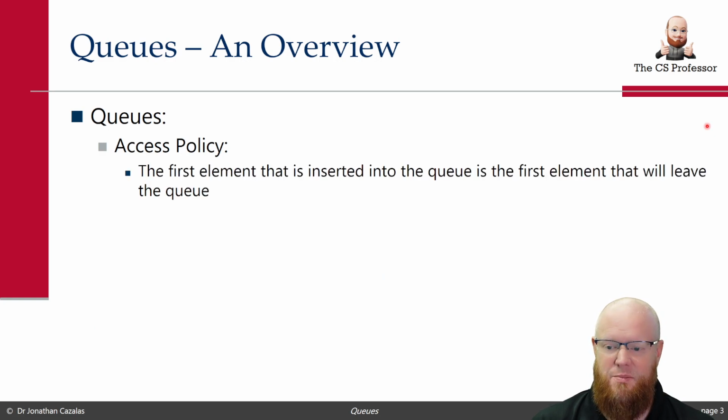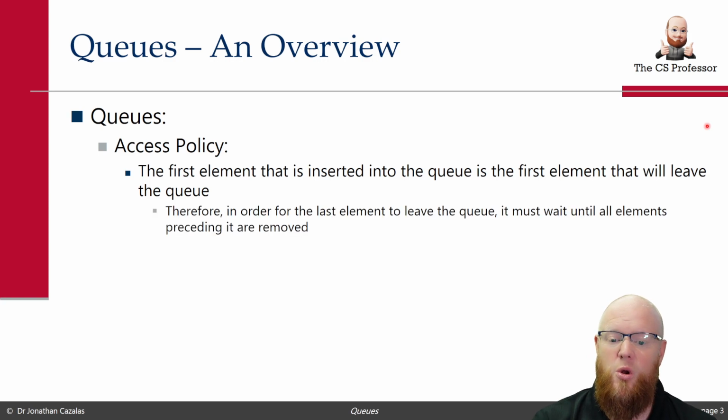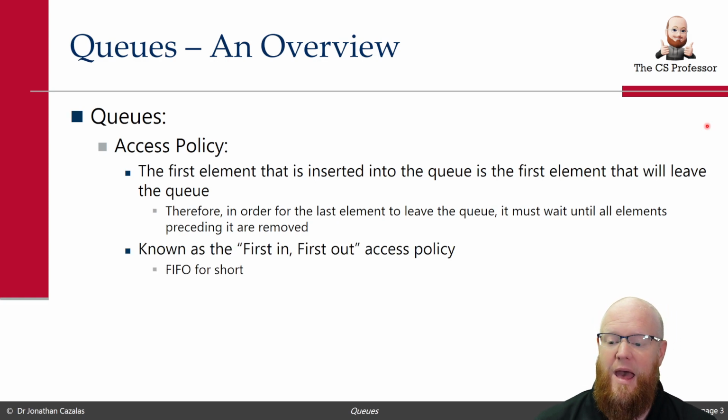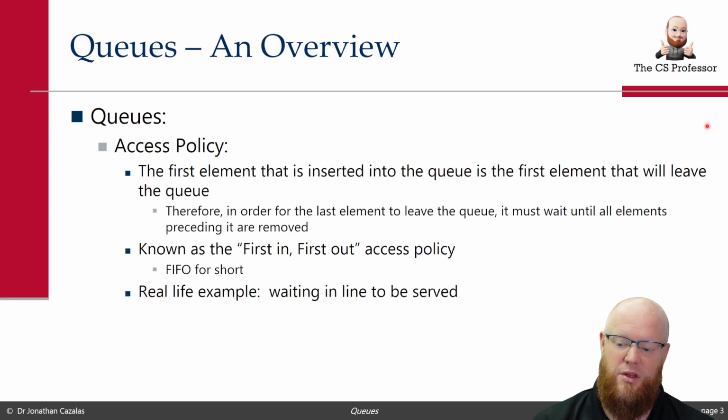What is the access policy? The first element inserted into the queue, inserted into the waiting line, should, in theory, be the first element that we remove from that line. So in order for the last element to leave the queue, it of course has to wait until all of the elements in front of it have also left the queue. This is known as the first in, first out access policy. The first item into the queue is going to be the first element out of the queue.